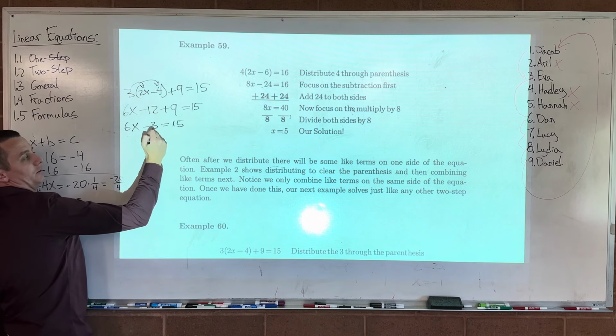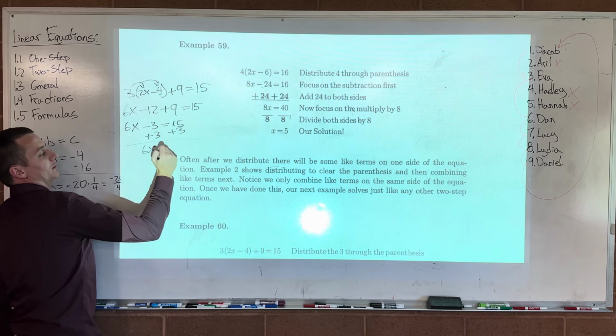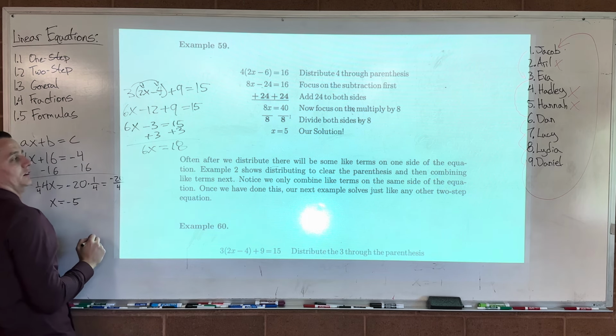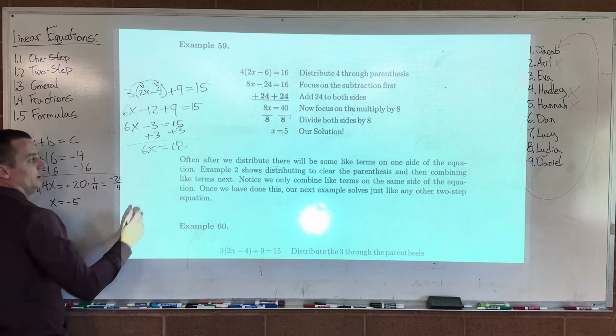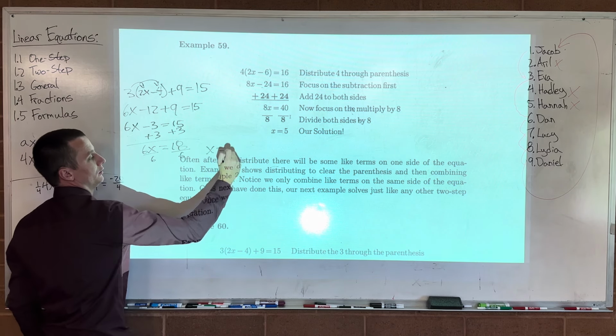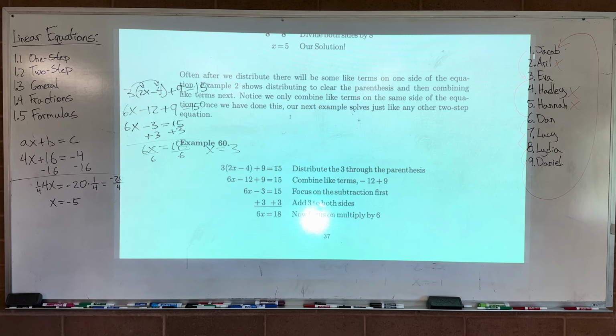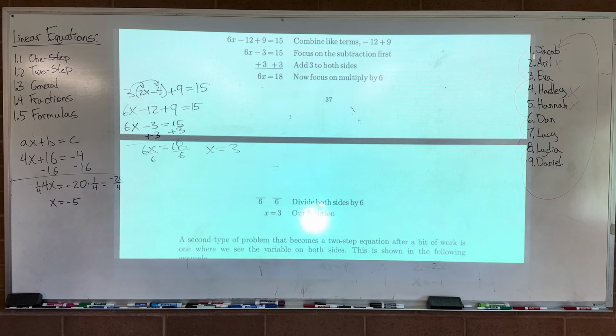Now we add the 3, right? And so we get 6x is equal to 18. Now what? Divide by 6. And we get x is equal to? 3. All right. x is equal to 3.